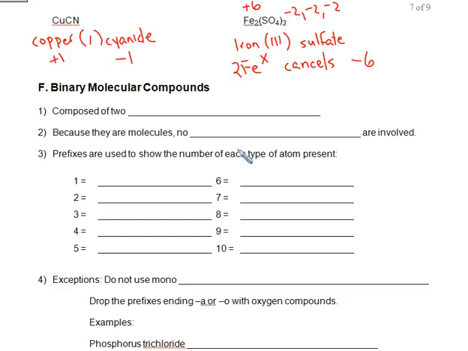Okay, we actually finished the toughest part of the naming. We're now rolling back to something that's easier. We're going to learn how to name binary molecular compounds. Now, these are composed of 2 nonmetals. So you can think of this as an upstairs marriage, above the staircase. So an upstairs marriage.